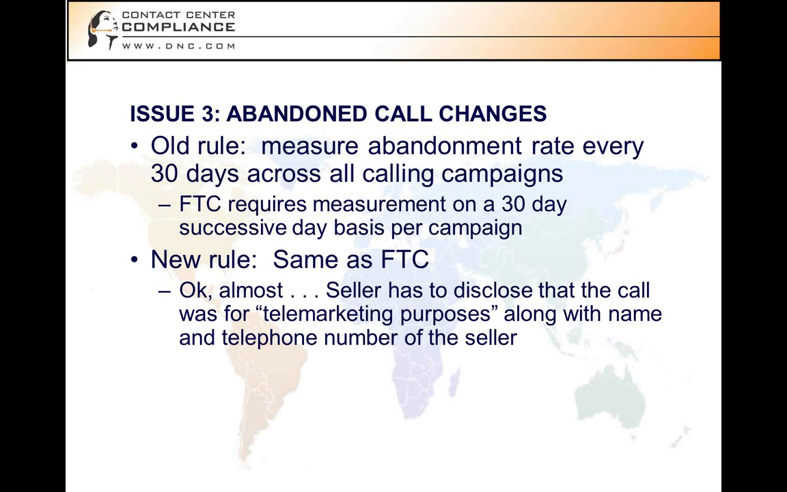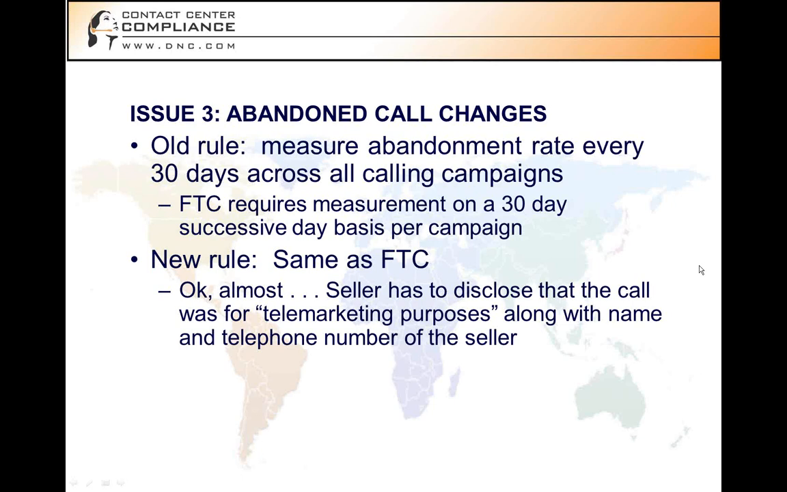You measure your abandonment rate every 30 days per campaign, and it's on a successive basis. It's not a rolling basis as the FCC used to have. It's just every 30 days, and the starting point is the first day of the campaign and every 30 days thereafter. And the only difference is that the seller has to disclose that the call was for telemarketing purposes along with the name and telephone number of the seller.